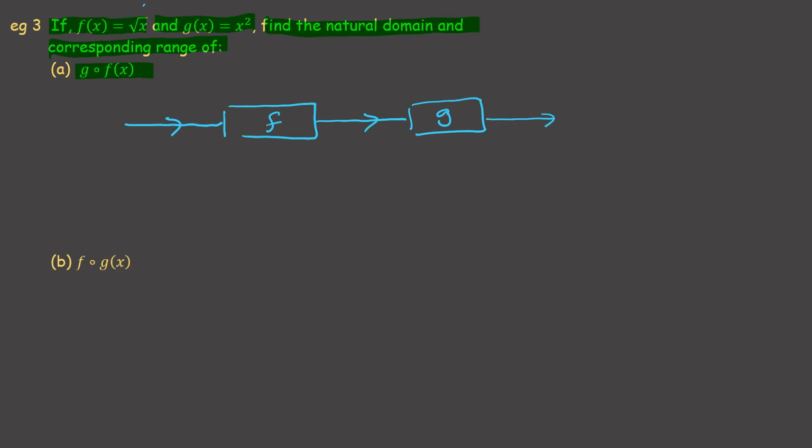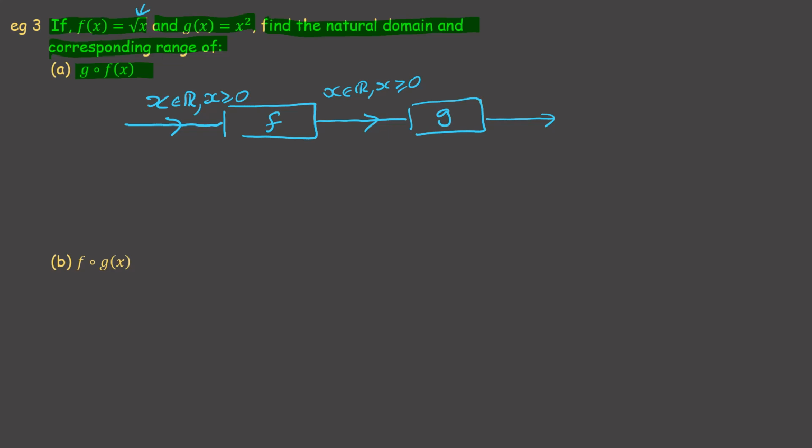But f is root x. We can't have any negative values under there. So we have to have real numbers greater than or equal to 0 going in to f. The square root will output the same thing. It will put out positive numbers and 0.